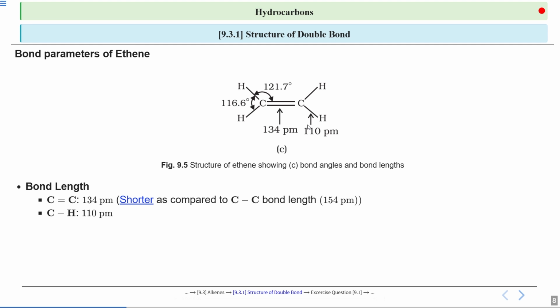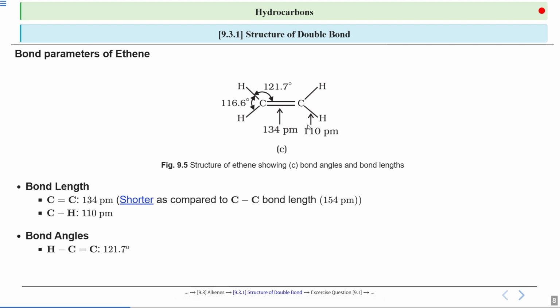Then the carbon-hydrogen bond, represented as C-H, has a bond length of 110 picometers. So this is the typical bond length for C-H bonds, reflecting the strong attraction between the carbon and hydrogen. Next, moving on to the bond angles. So the H-C=C bond angle is approximately 121.7 degrees.